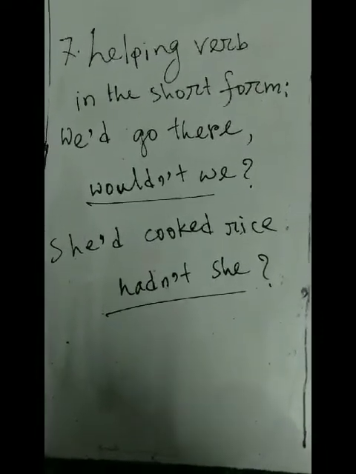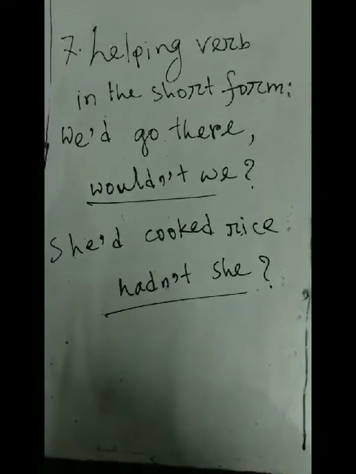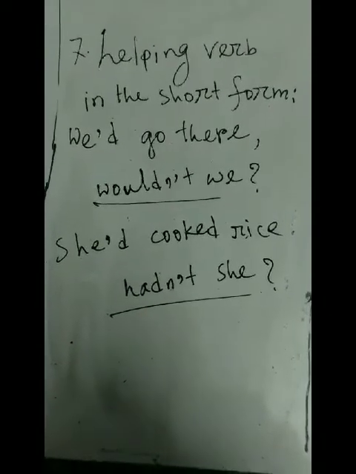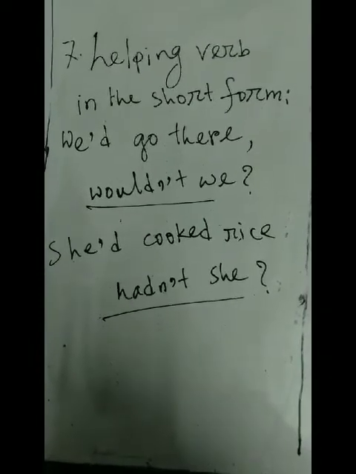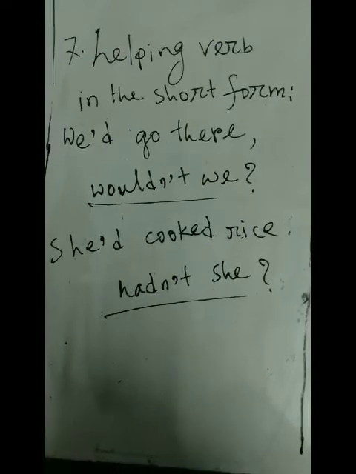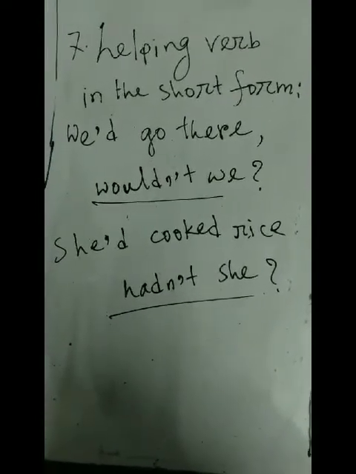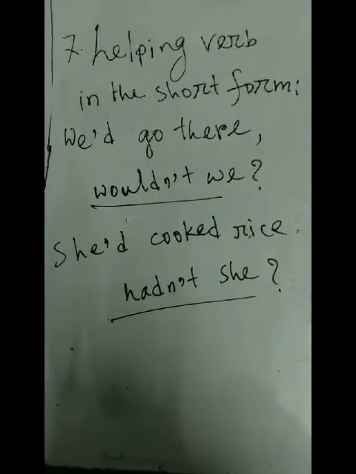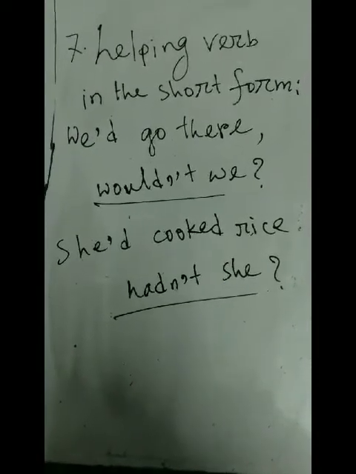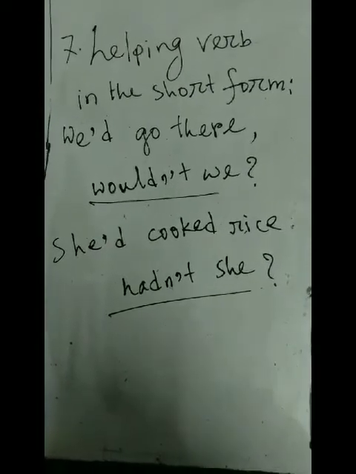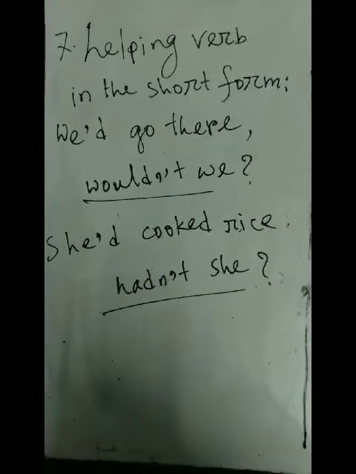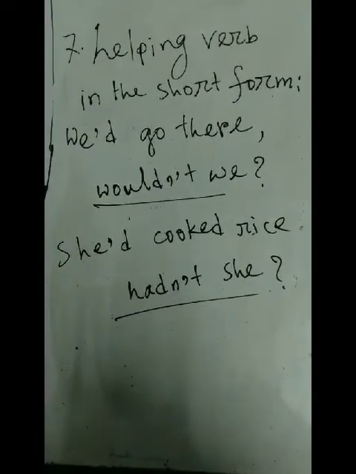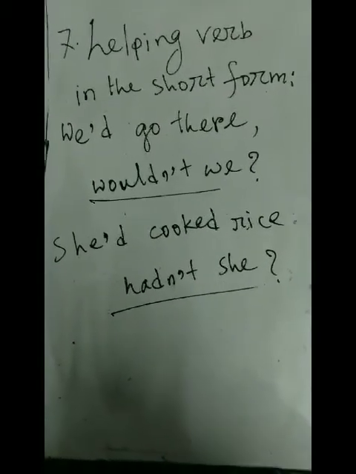So if you look at the main verb after 'd, if the main verb is in the present form, then this 'd is the short form of would, because would is a modal verb, and after modal we need to use the present form of the main verb. And look at the second example. She'd cooked rice. So here, after 'd, we get the verb cook in the past participle form. So this 'd is the short form of had. I think the point is clear. So she'd cooked rice means she had cooked rice. So the tag will be hadn't she? So I think you have got a clear idea about the helping verb in the short form.